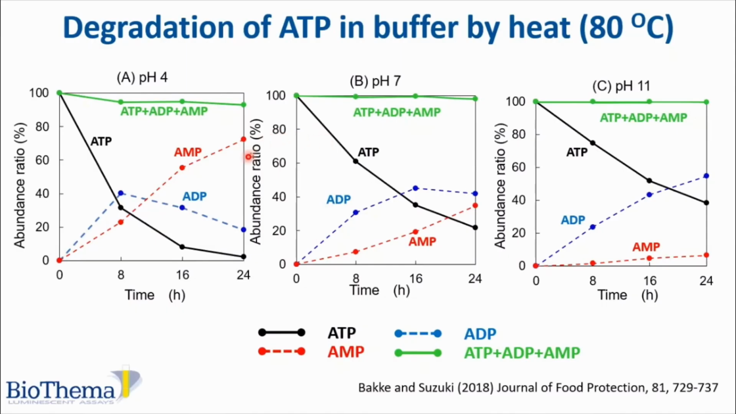ATP is degraded in buffer by heat, in this case 80 degrees. And you can see that ATP is rapidly degraded while forming ADP, which in turn forms AMP. But the sum of all three is essentially constant, and even more so at alkaline pH. Heat is a normal process in food preparation.